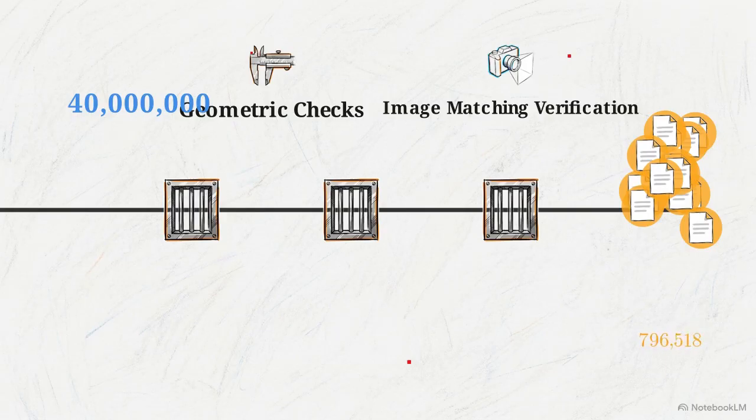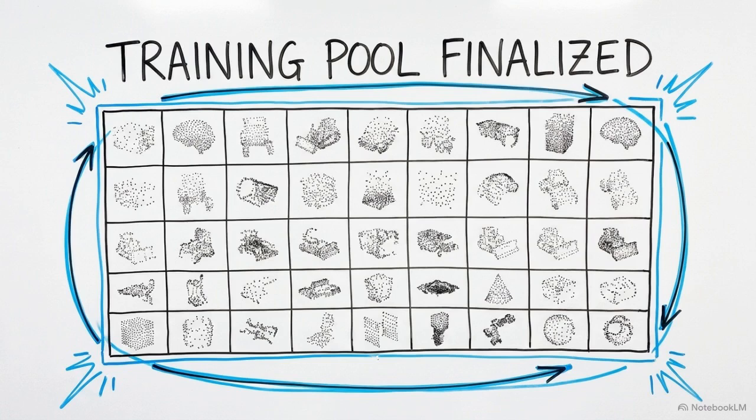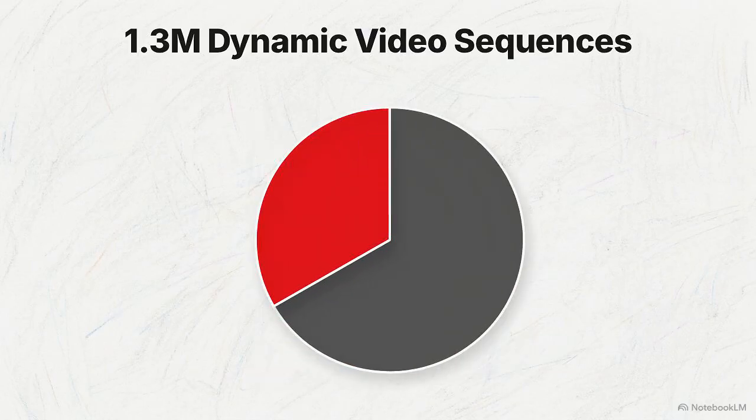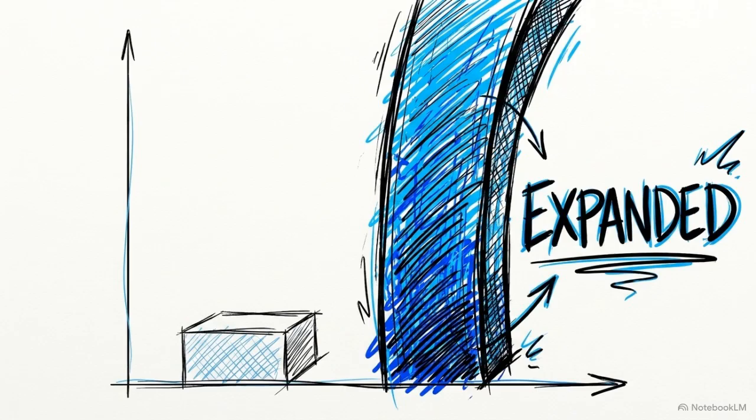The filtration was aggressive. Starting with 40 million internal internet-style videos, the pipeline kept only 0.8 million sequences. Combined with existing datasets, they finalized a training pool of 4 million highly precise environments. 1/3 of these 4 million sequences contained moving, dynamic content. This created a high-quality data pool 15 times larger than what was used for the original VGGT model.